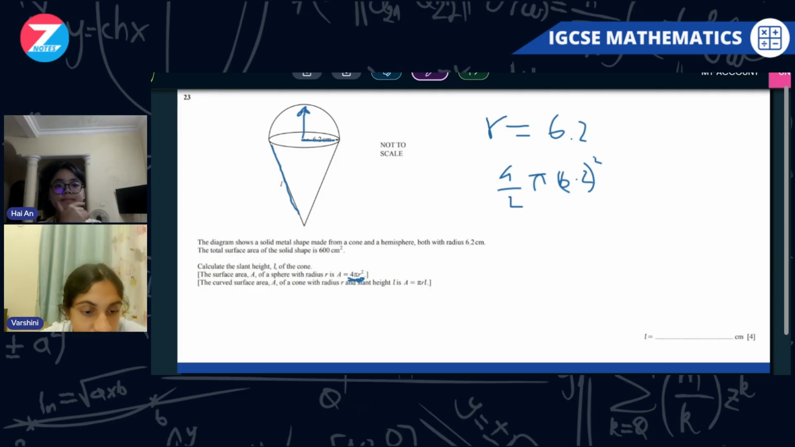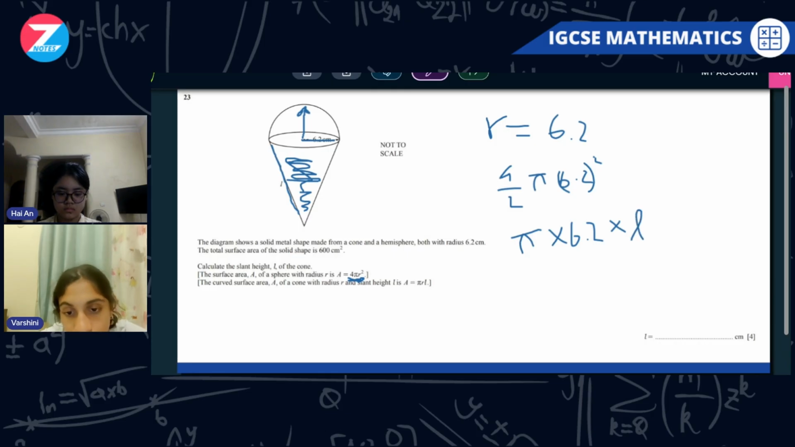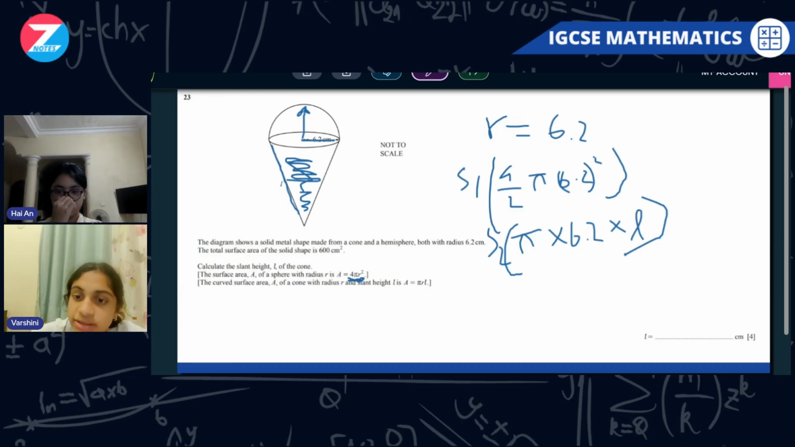And we also know the curved surface area of the cone, the full cone over here. We know this is just going to be pi r into L. So we can just write this as pi into 6.2 into L. And remember, L is the variable we don't have over here. We need to find it. So this is area 1 and area 2. Now we need to add these and equate them to 600. So first let's find S1 and let's find S2.